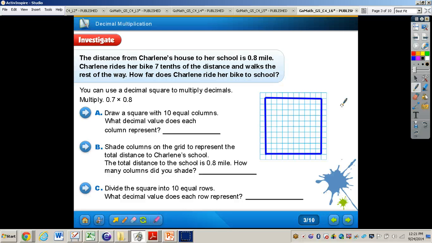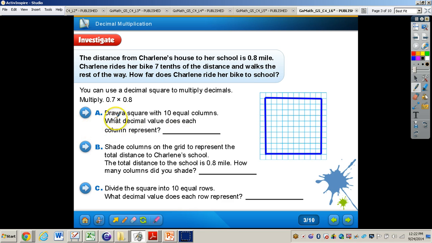Reading the problem, it says the distance from Charlene's house to her school is 8/10 of a mile. Charlene rides her bike 7/10 of the distance and walks the rest of the way. How far does Charlene ride her bike to school? Now, the first thing you will need to do on the right-hand side is to draw a square with 10 equal columns. Okay, so we have 1, 2, 3, 4, 5, 6, 7, 8, 9, 10. So 10 columns of 10 in each column there, just like I have right here on the right-hand side.